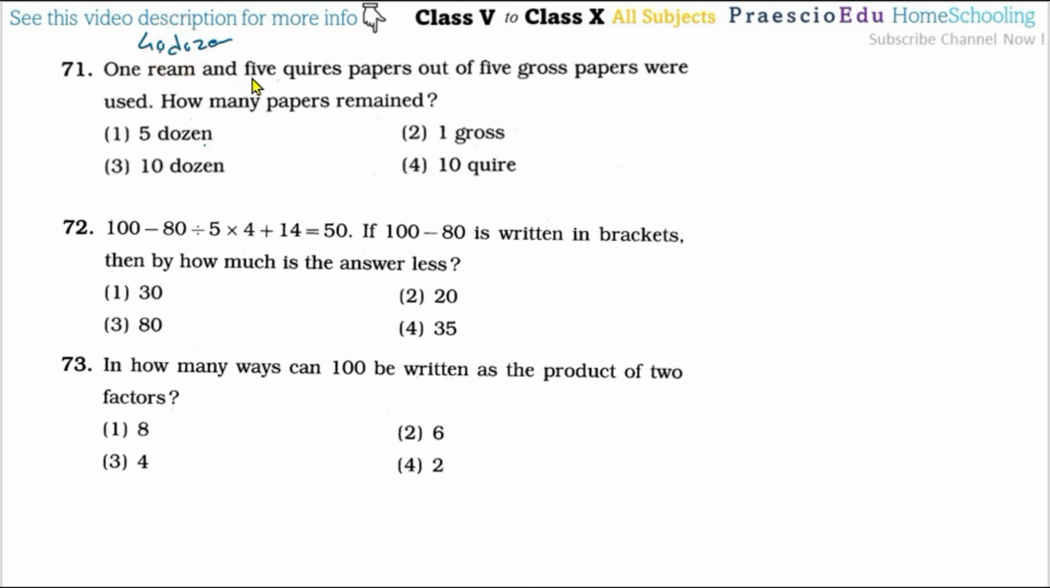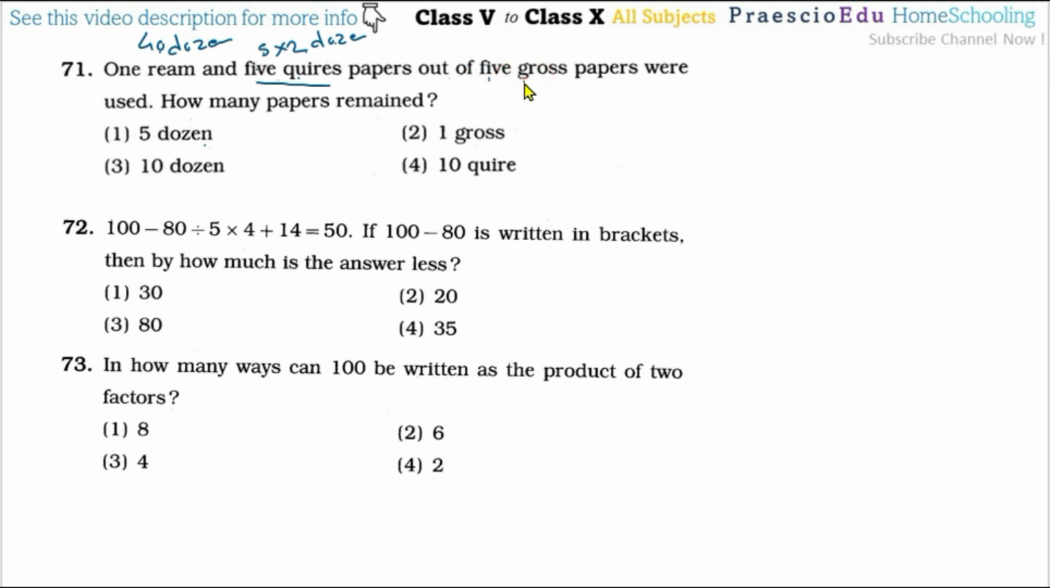So 40 dozen and 5 quire. Now 1 quire is equal to 2 dozen, like this one 5, so multiply by this 5. So 5 multiplied by 2 dozen, so that is 5 quires of paper out of 5 gross. So out of means these are the total 5 gross.